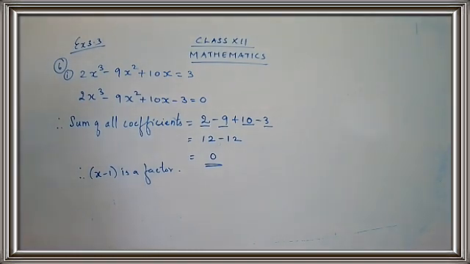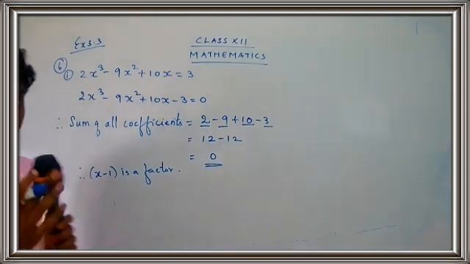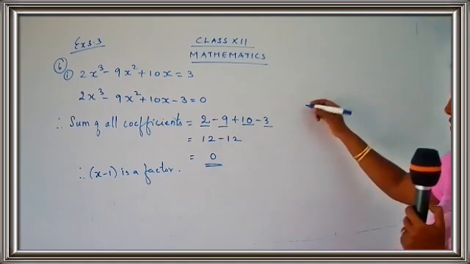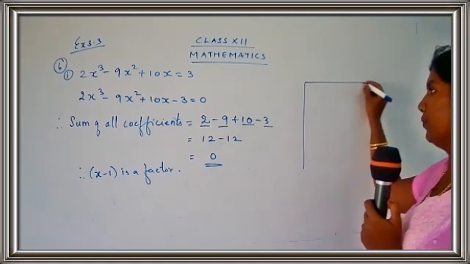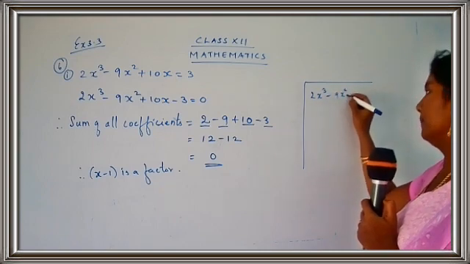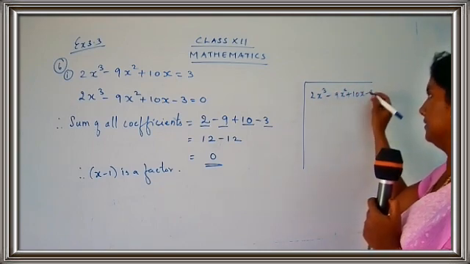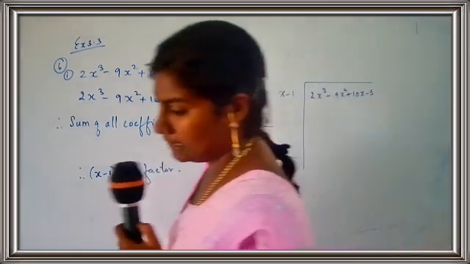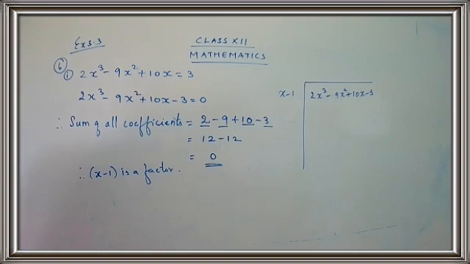Now, we are just going to follow the division method and we will try to get the answer. We're going to use the division in the same manner we did in the previous class, where we divided a polynomial. I'm going to write the equation over here, 2x cube minus 9x square plus 10x minus 3, and I'll write the factor over here, x minus 1. Let's divide it.